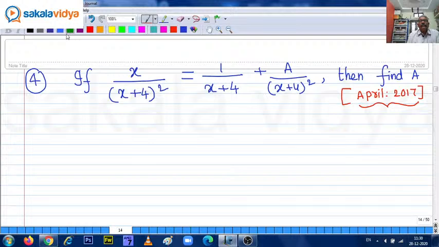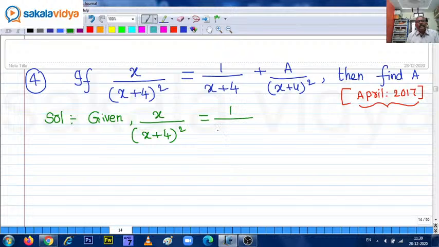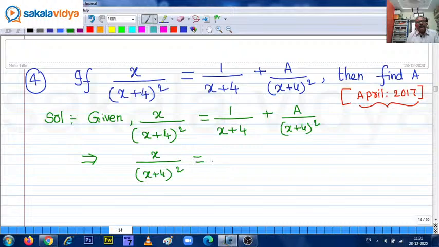Right. Solution. So given x upon x plus 4 whole square equal to 1 upon x plus 4 plus a upon x plus 4 whole square. So now what shall we do now? Let us take the LCM. X upon x plus 4 whole square. Here x plus 4 whole square is the LCM.